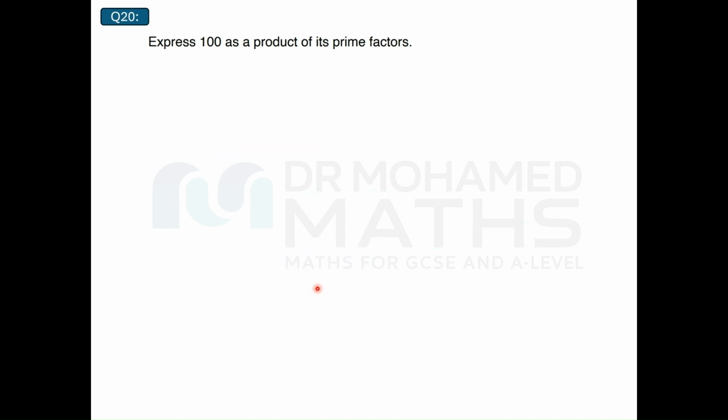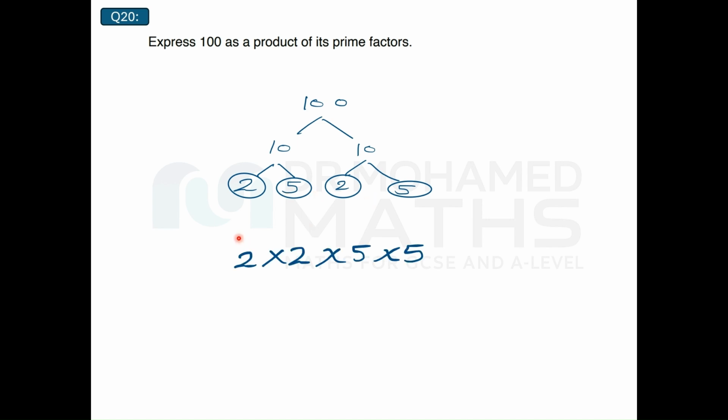Let's look at the next one here. Express 100 as a product of its prime factors. So we're going to write 100 and do the prime tree. 10 times 10, an easy number here. It would be 2 times 5, and similarly to the other one, 2 times 5. So the product of prime factors here would be 2 times 5 times 2 times 5. This is the answer for this question.